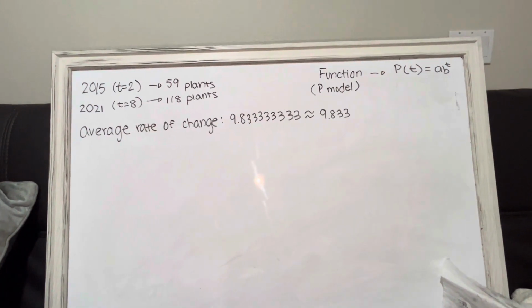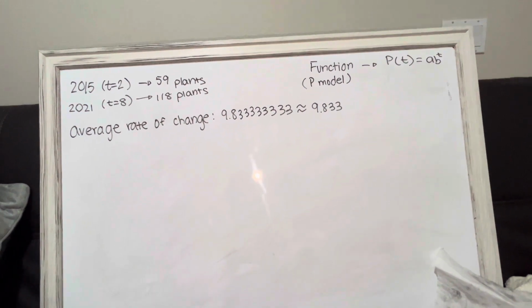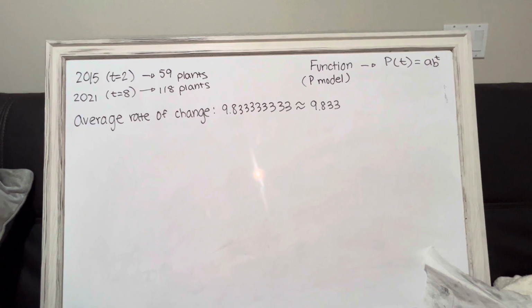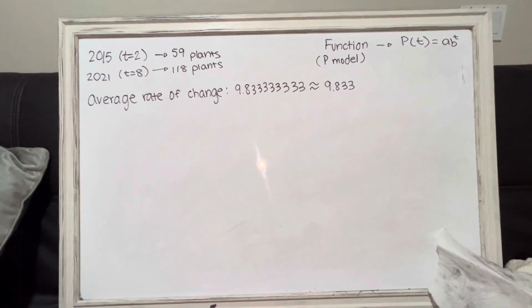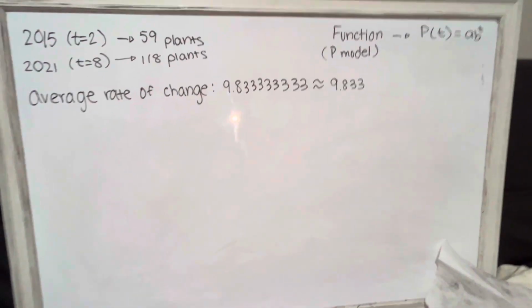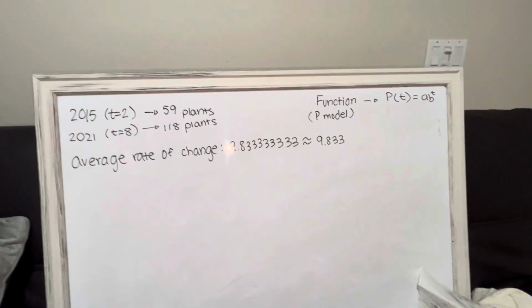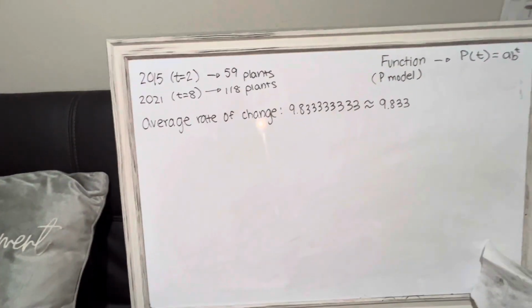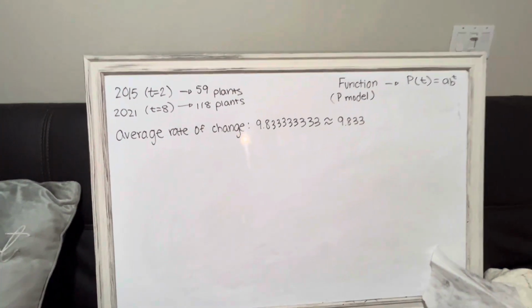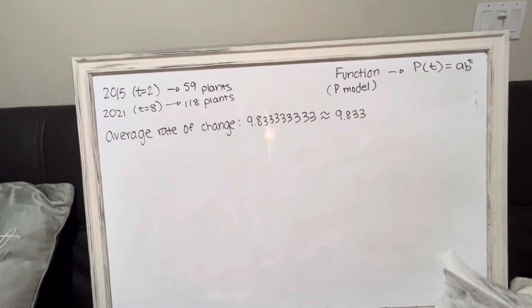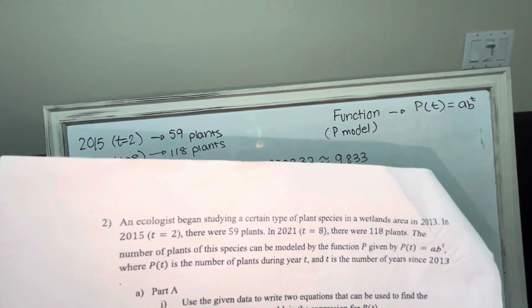An ecologist began studying a certain type of plant species in a wetlands area in 2013. In 2015, t equals 2, there were 59 plants. In 2021, t equals 8, there were 818 plants. The number of plants of the species can be modeled by the function p, given by p of t equals a b to the power of t, where p of t is the number of plants during year t, and t is the number of years since 2013. Here is the problem if you need to see it.